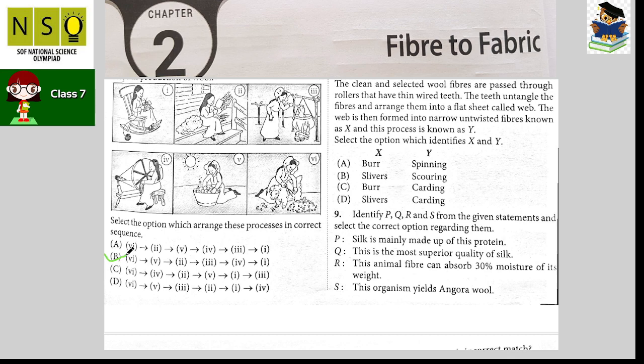So what will be the sequence? First it will be shearing of the sheep, then scouring, this is the scouring, then carding, this is the carding, and then dyeing, this is the dyeing, then spinning, this is spinning, and then knitting, she is doing knitting. So these are the correct options.